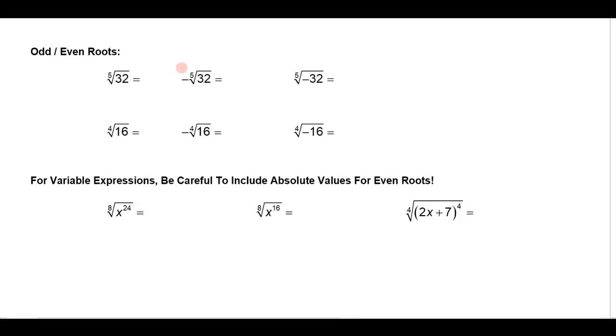Hi everybody. In this lesson we want to look at the difference between odd and even roots, in particular some higher roots than just the square roots and cube roots that we may have seen before. Alright, so the fifth root of 32, again the index here is 5 and the radicand is 32, so I'm looking for the number that I'd multiply by itself 5 times to get 32.